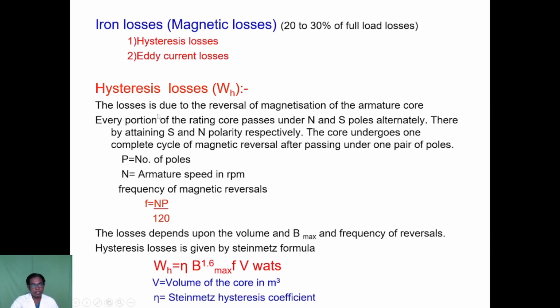Hysteresis loss is mainly due to reversal of magnetism, because the north pole and south pole directions keep changing alternately. That's why, due to the reversal of magnetism, the hysteresis loss occurs. To reduce the hysteresis loss, we have to laminate the surface.